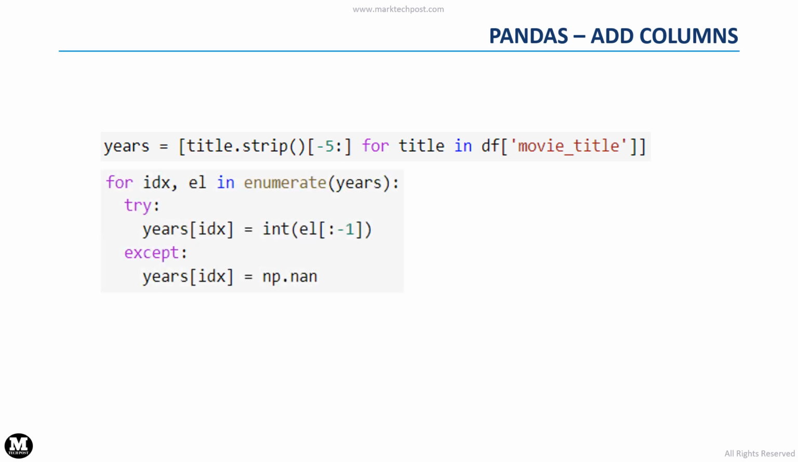Then we loop over the years to convert the string years into integers. Note that each element is sliced until the last letter, which is supposed to be the closing bracket we find in the titles. If this operation is not possible, this means that the title did not contain the year between brackets at the end of the string. So we consider these cases as not a number.